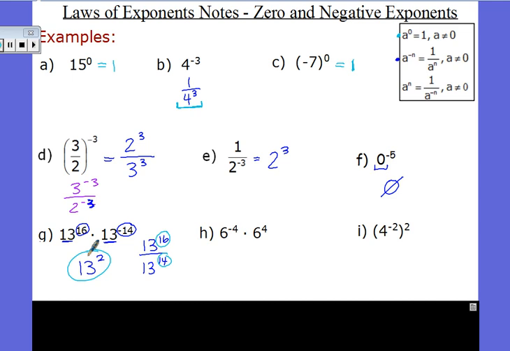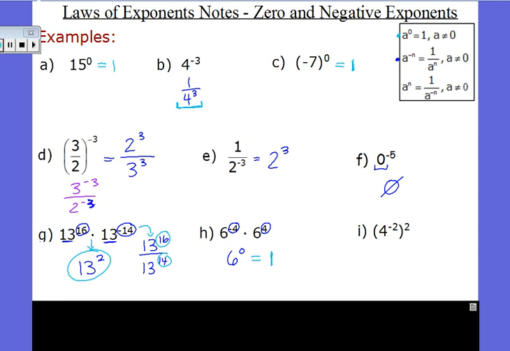Okay, so either way would work, either just adding those exponents or writing the 13 to the negative 4th in the denominator and then subtracting the exponents. Okay, so same thing here. We can either use the product of powers property first and do negative 4 plus 4. That gets you 6 to the 0. And then we would use the 0 exponent law, which gets us 1.